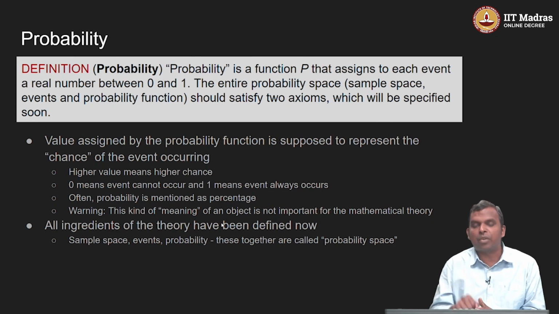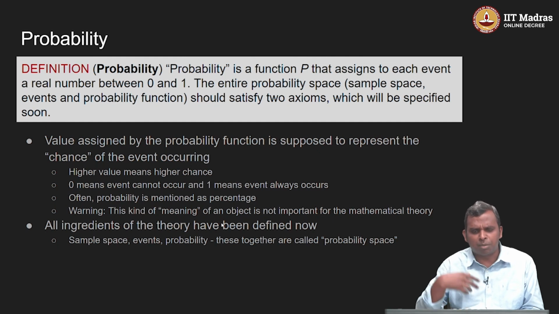So without satisfying those axioms, we will not continue, right? At that point, we don't have a valid probability space. Okay, a probability space will be valid only when it satisfies 2 axioms that I'm yet to describe. I will describe them soon enough. But before that, let's just dwell on this probability a little bit.